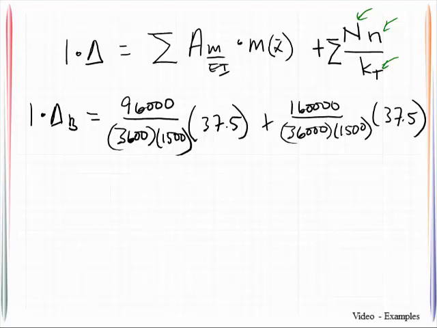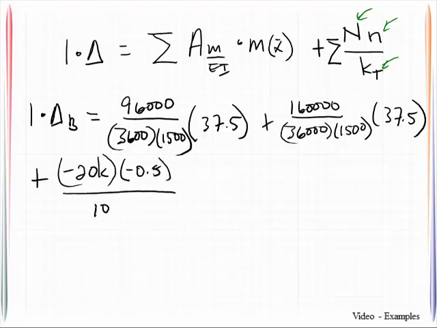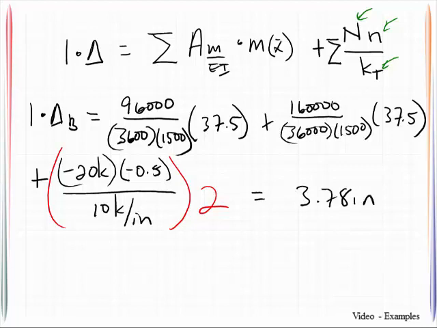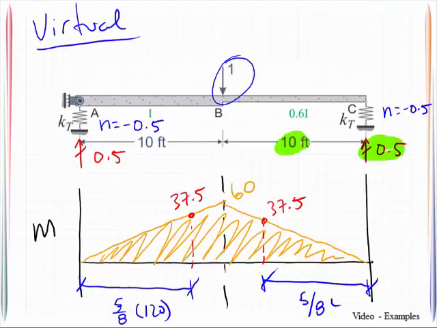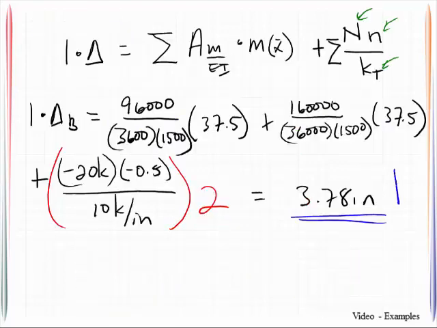But now what we need to do is include the effects of the springs, and we've got two springs. So big N times little n divided by the spring stiffness. And in this case, since I have two of those, I can just go ahead and do that. If I evaluate that out, 3.78 inches. The positive value says that I have assumed the correct direction back here, so I know that I am deflecting in the downward direction.